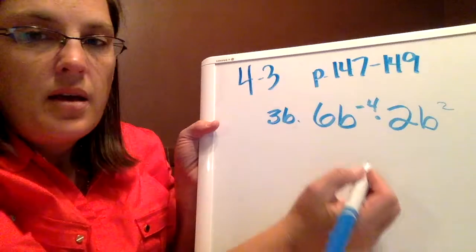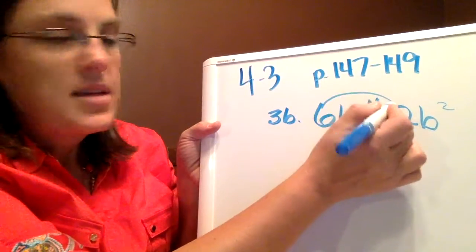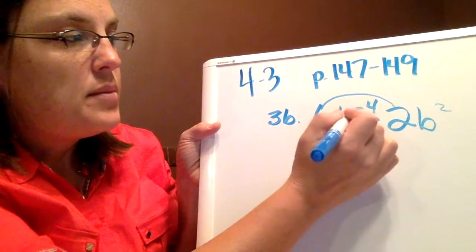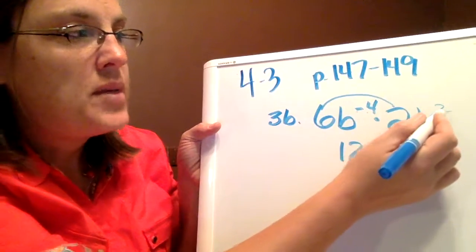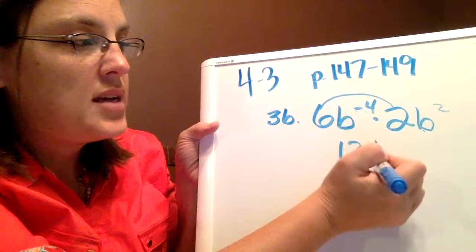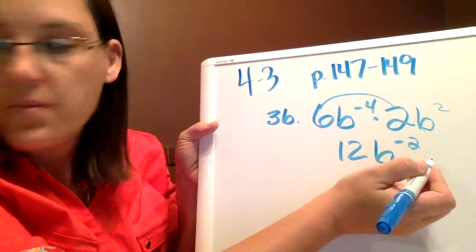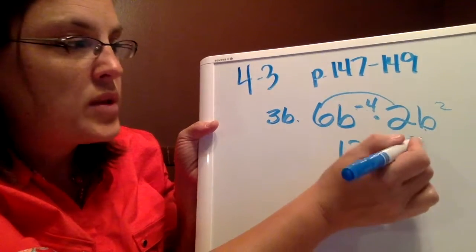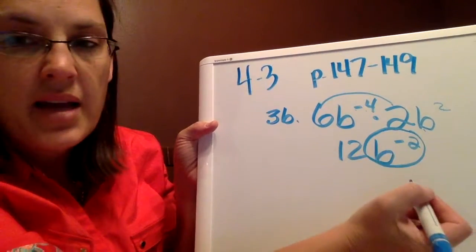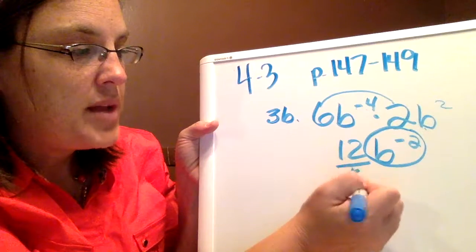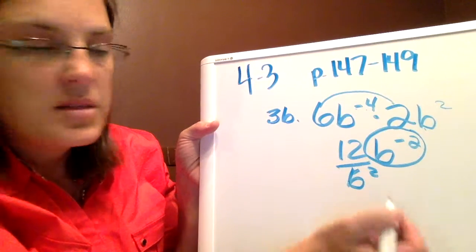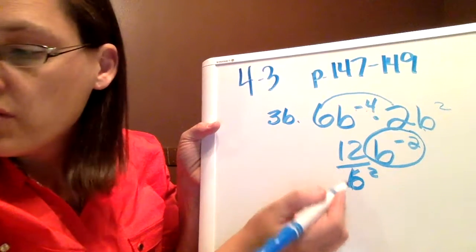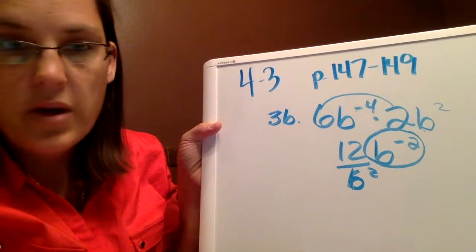Okay, I'm going to multiply 6 times 2, which is 12. B to the negative 4th and B to the 2 is B to the negative 2. But it does say to write using positive exponents. So I'm going to drop this B to the negative 2 to the denominator and make it B to the positive 2. So the final answer for number 3B is 12 over B squared.